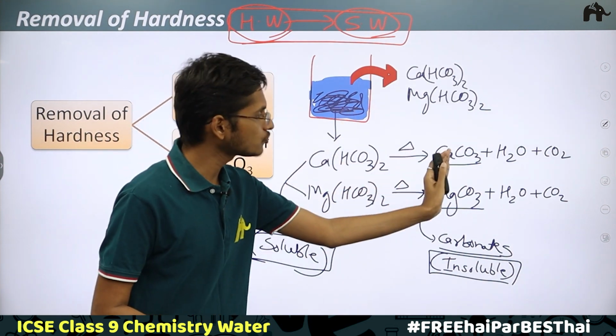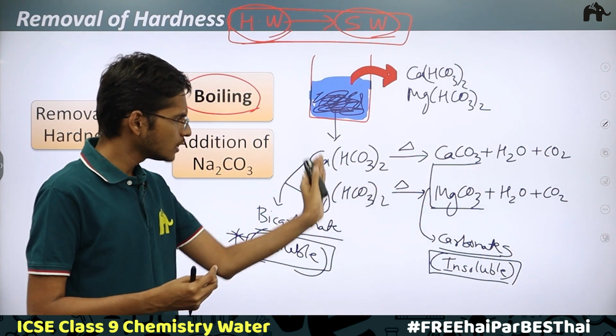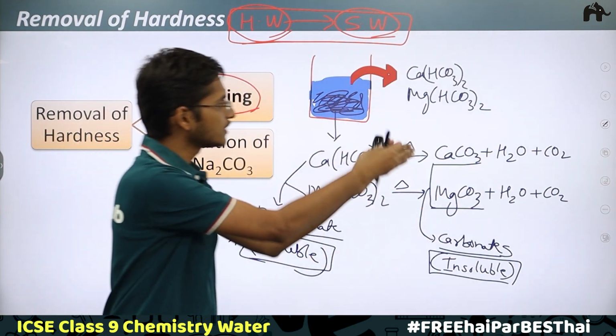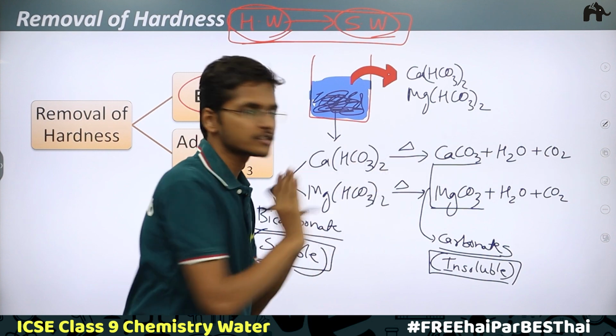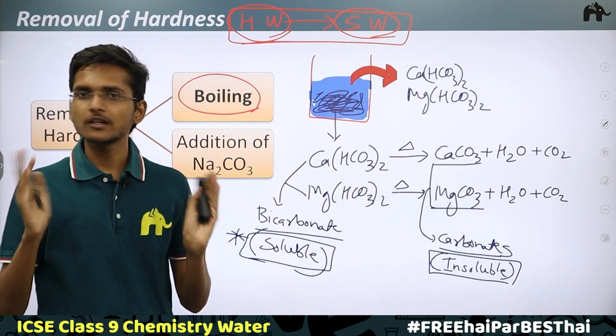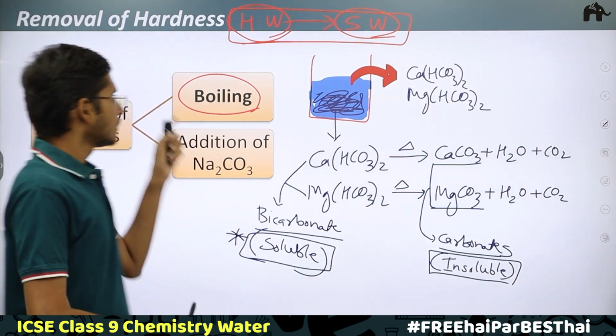We have converted these 2 salts, which are bicarbonates, into their carbonates, and in this way we have removed these salts. Clear? So our water has become soft water.